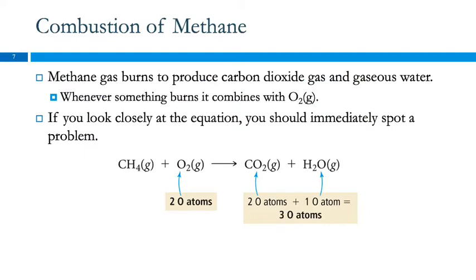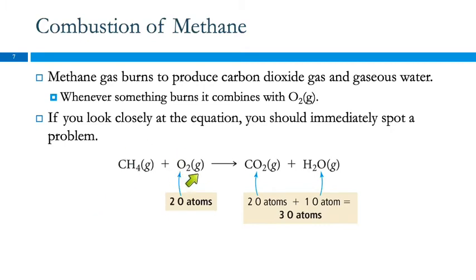So let's think about the combustion of methane. Methane is the primary gas found in natural gas, and methane burns in oxygen to produce carbon dioxide and water. So this is methane. We looked at the surface of organic nomenclature, and we learned that meth means one carbon, and this has all single bonds, so that's methane.